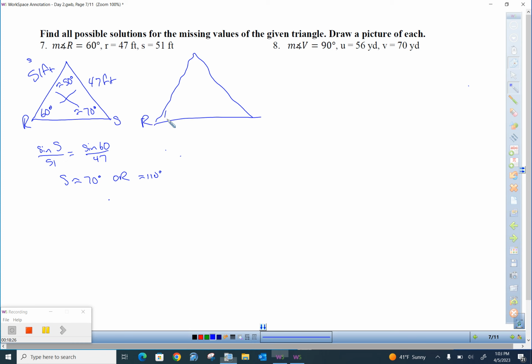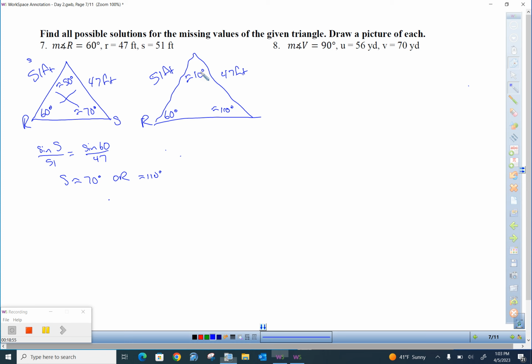Same original values, the 60 degrees, the 47 feet, the 51 feet. But this time I'm going to check the 110. Okay, so big side is across from the big angle still, and the smaller side is with that. When I put these together, I get 170. There is still left over 10 for this triangle to be possible.